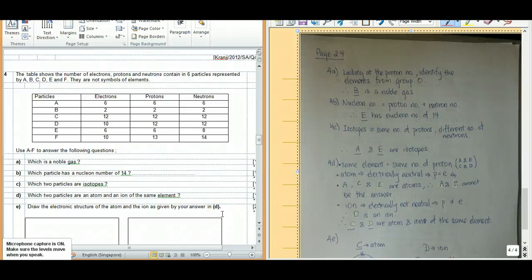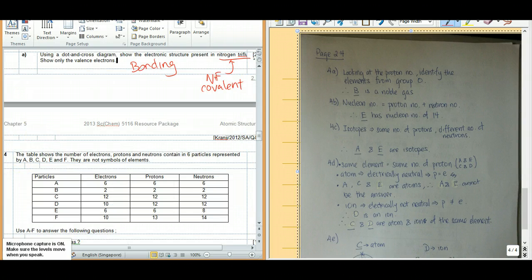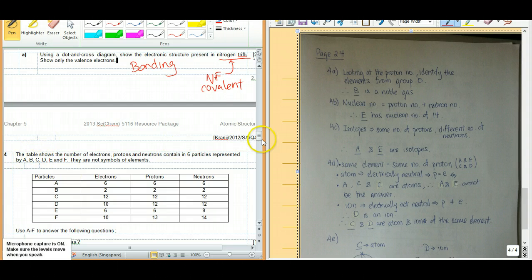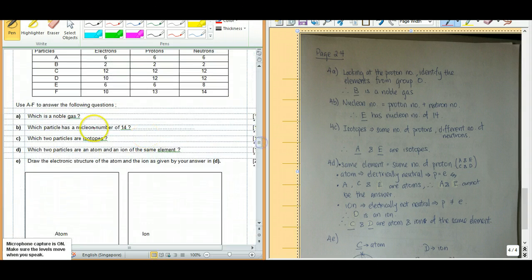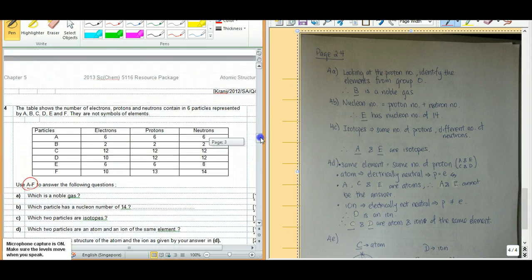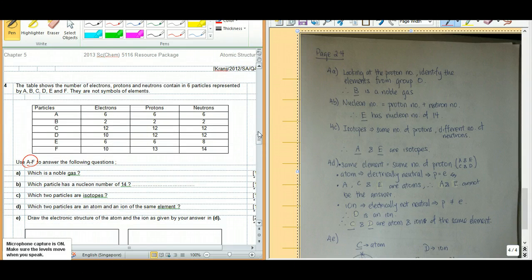Atomic structure essay question 4. So first up, let's look at it. We have 6 different particles here, and each of them has a different number of protons, electrons, and neutrons. So what the question tells us is to use A to F to answer the following questions. So which of these is a noble gas?